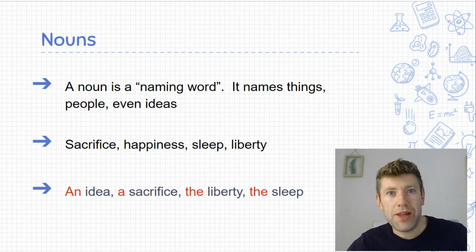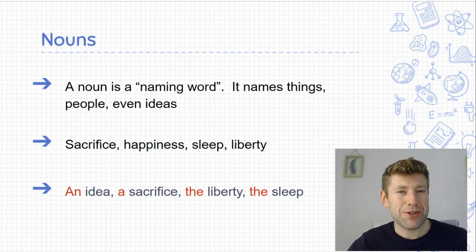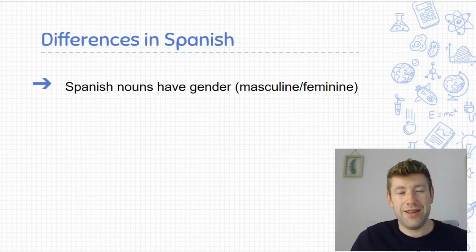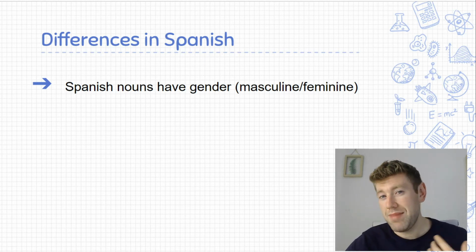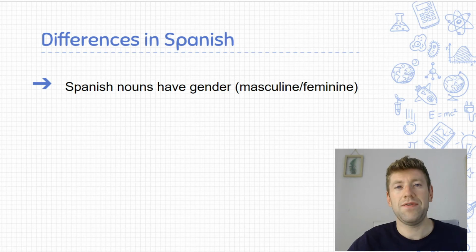Now in Spanish, although they have nouns, it's a bit different because they introduce gender into the mix. So yes, Spanish nouns have gender, masculine and feminine. You've probably heard of this. If not, we're going to talk about it a lot in this video.